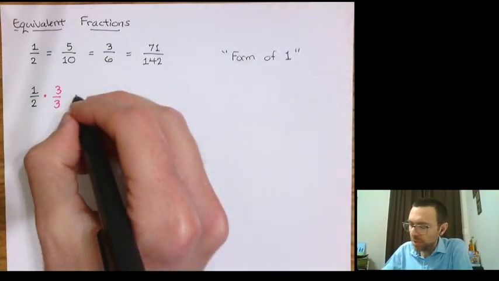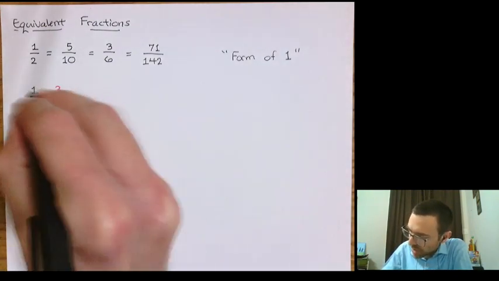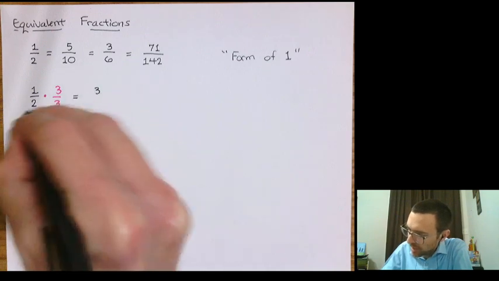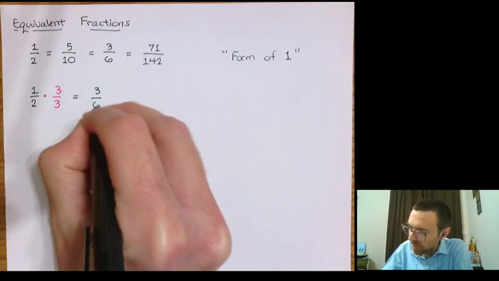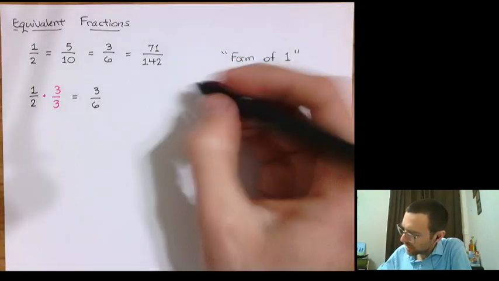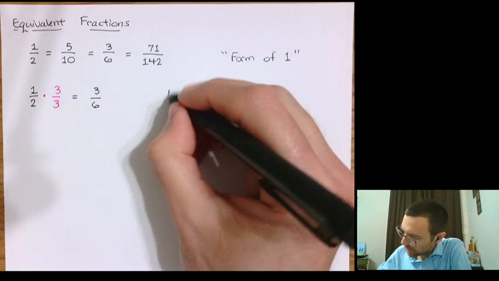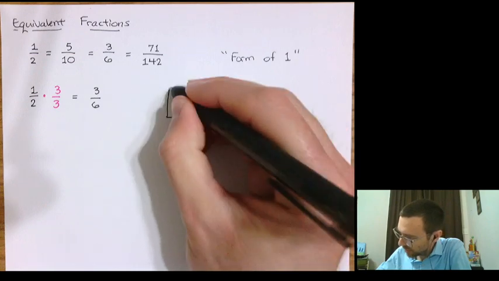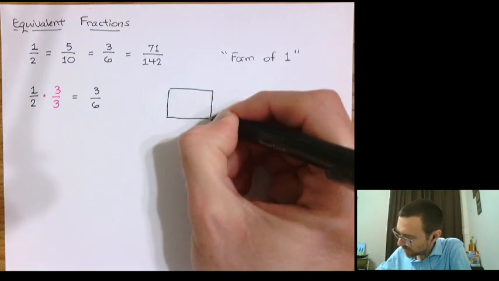Now, when you multiply, all you do is multiply straight across. So you multiply 1 times 3, 2 times 3, and you get the fraction 3/6. That's all. And if we go back to our diagrams, you can see why this is the way it is.